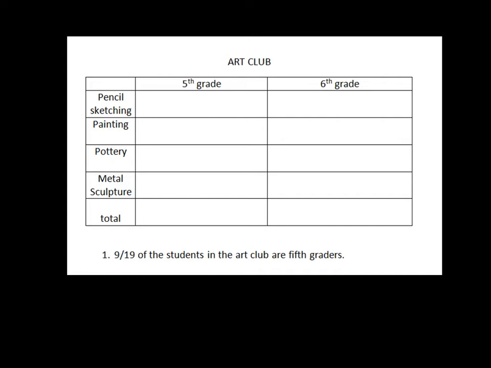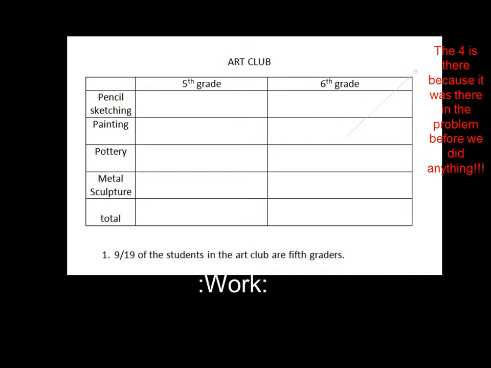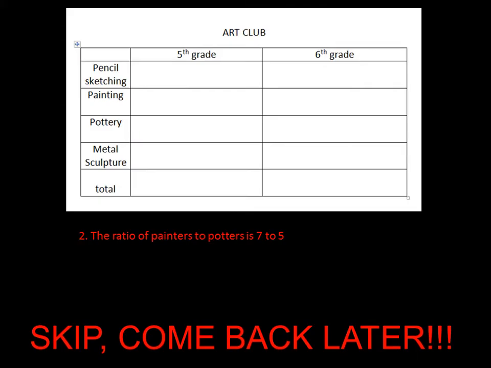9 out of 19 students in art, or in 5th grade. The 4 is there because it was there in the problem before we did anything. Oh, I highlighted everything in red. Keep going. 19 minus 9 equals 10. So you think all the words are doing, I highlighted them in red. I'm guessing those texts didn't show up.